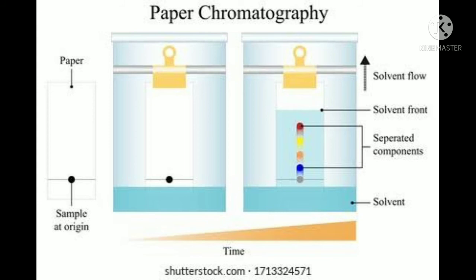Okay, so here the component that is more soluble in water rises faster, and in this way the colors get separated. So from black color we can get different types of color. Okay, so this is paper chromatography.